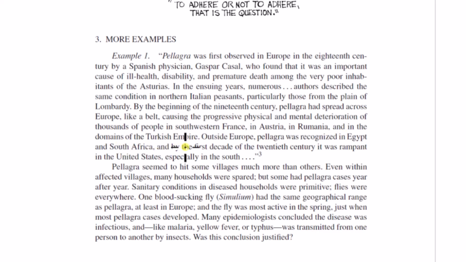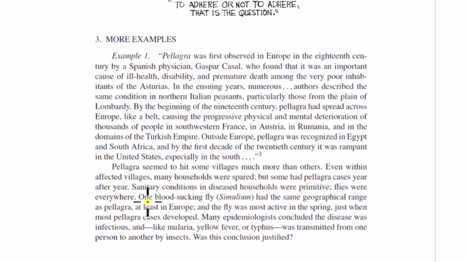By the beginning of the 19th century, pellagra had spread across Europe like a belt, causing the progressive physical and mental deterioration of thousands of people in southwestern France, in Austria, in Romania, and in the domains of the Turkish Empire. Outside Europe, pellagra was recognized in Egypt and South Africa, and by the first decade of the 20th century, it was rampant in the United States, especially in the South. Pellagra seemed to hit some villages much more than others. Even within affected villages, many households were spared, but some had pellagra cases year after year. Sanitary conditions in diseased households were primitive.